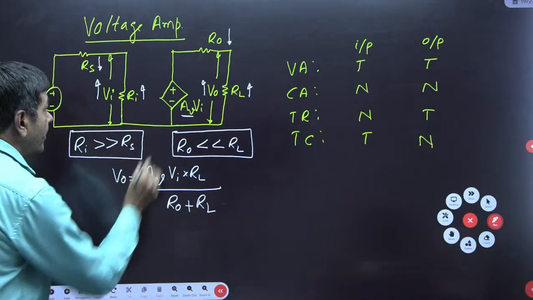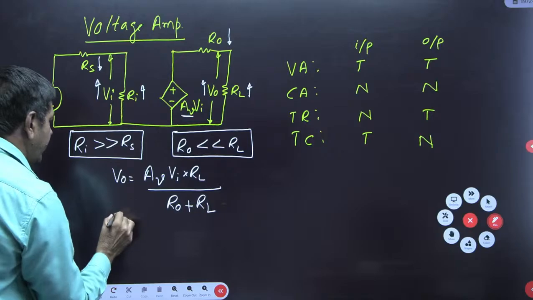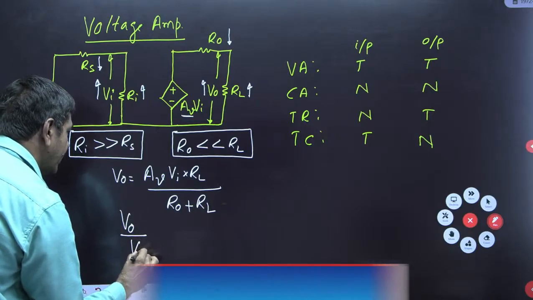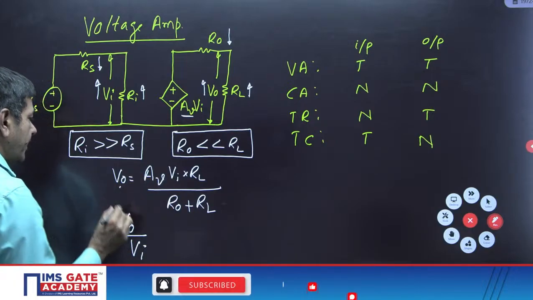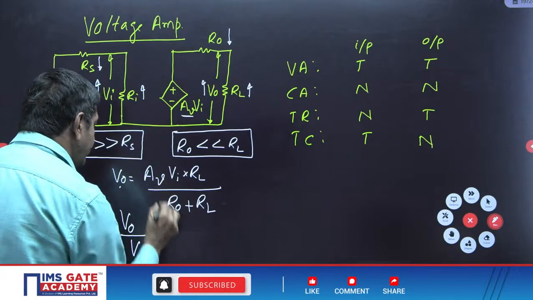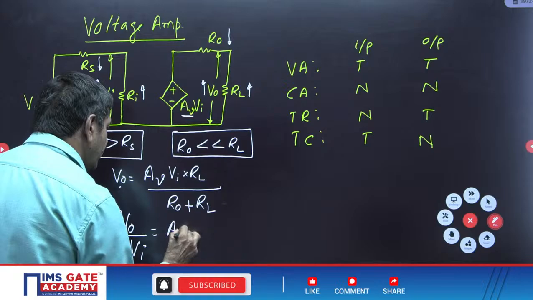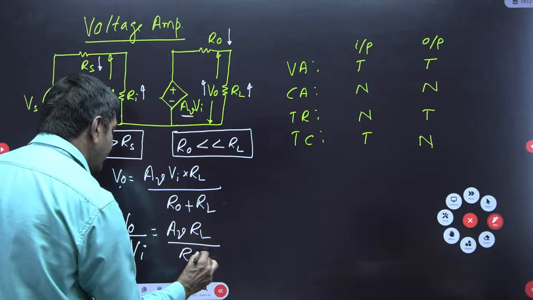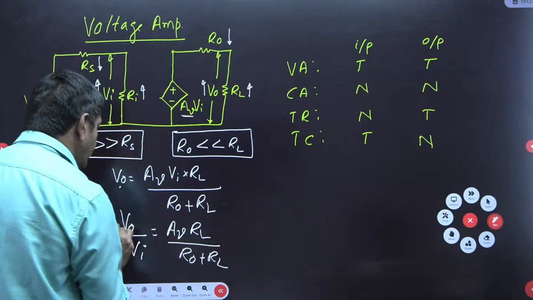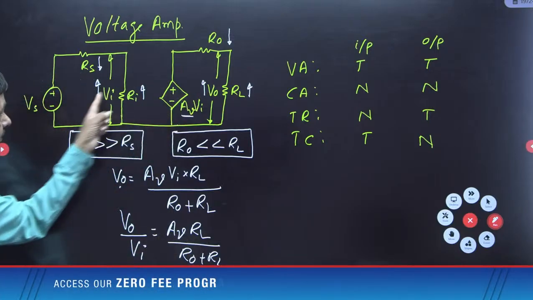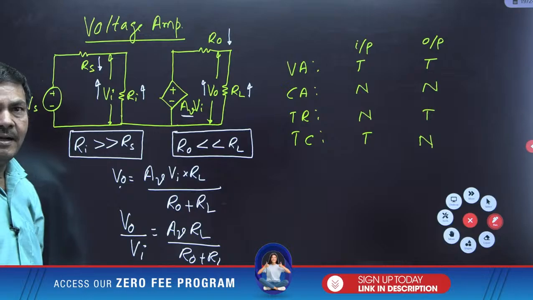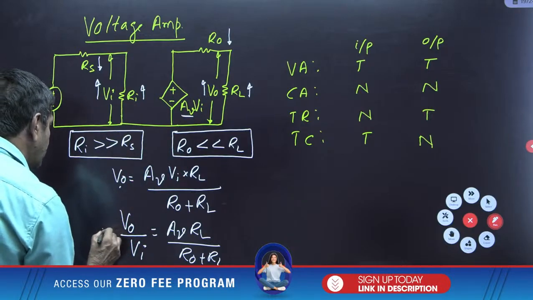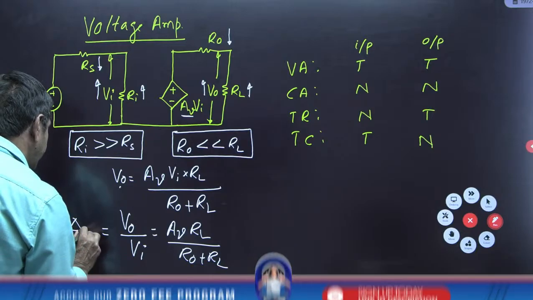Suppose you are asked V naught by Vi in the problem. Non-numeric questions you will find sometimes. V naught by Vi is nothing but AV into RL by R naught plus RL. So if you are asked to find out V naught by Vi, this is the value. And V naught by Vi can also be given as A suffix capital V.